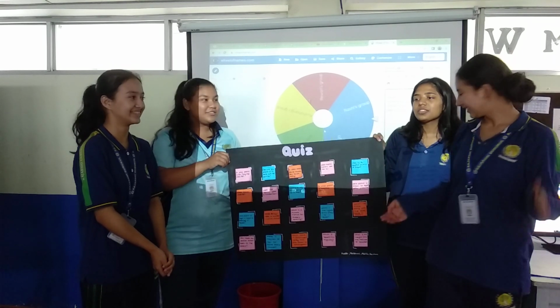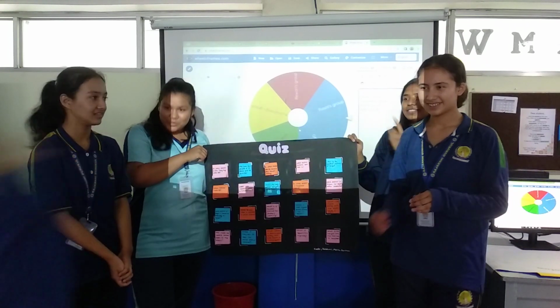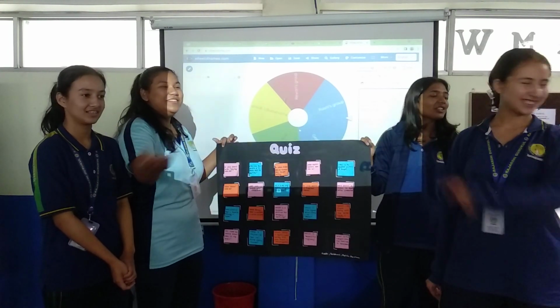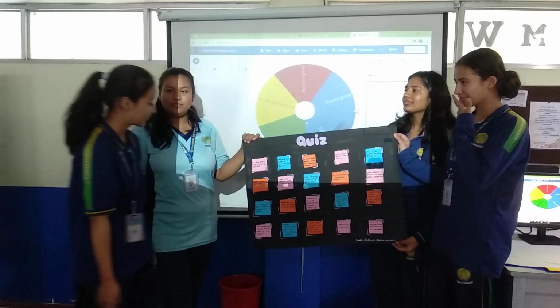Which district is known for coffee production? Jumla. Coffee. Gulmi. Ilam. Oh, tea is Ilam. Tea is Ilam, right? Yeah. Genius students at that. Tea is Ilam.